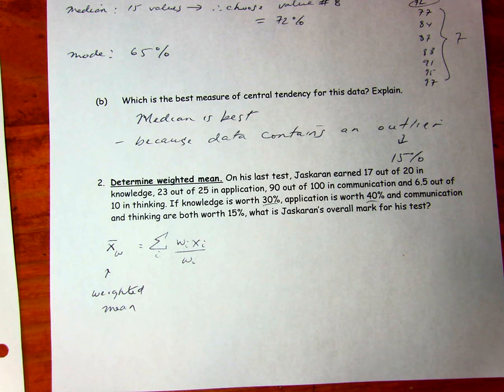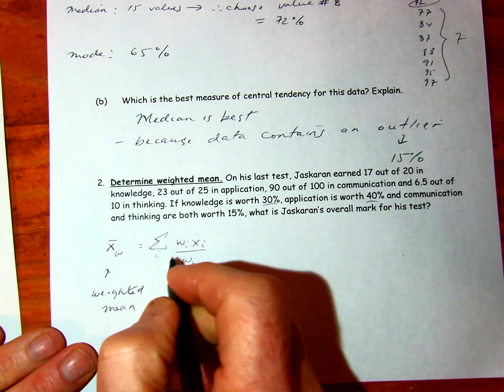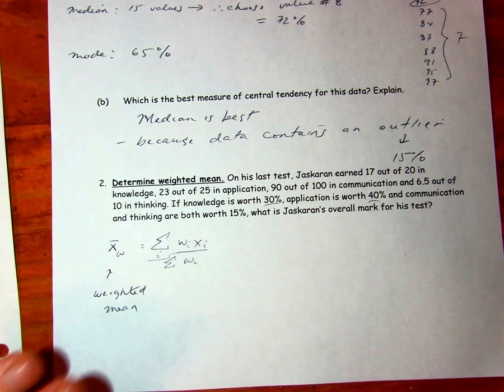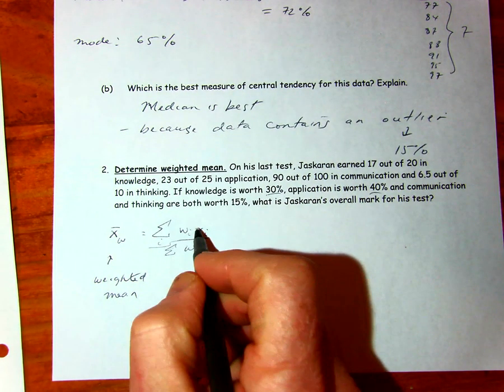Okay. Did I write that down right? Yeah. That's what it should be. Sorry, there should be a sum symbol at the top and a sum symbol on the bottom.